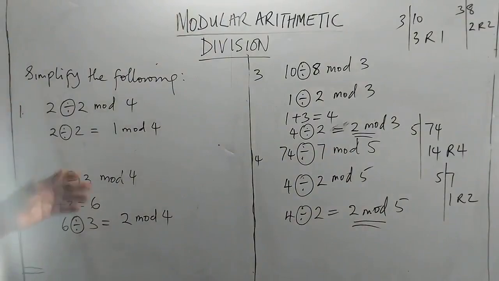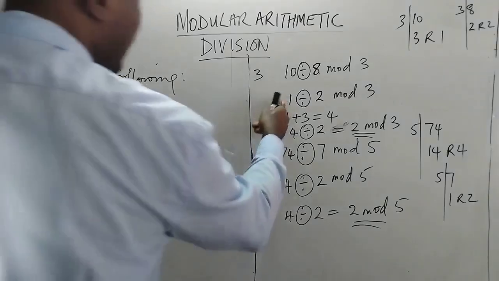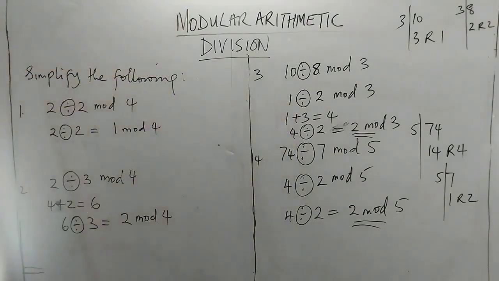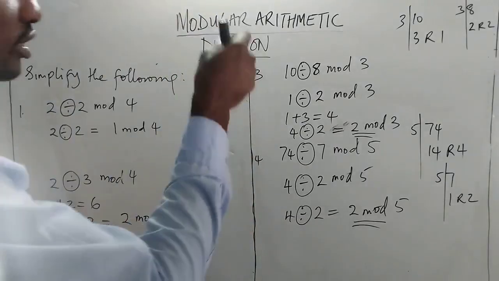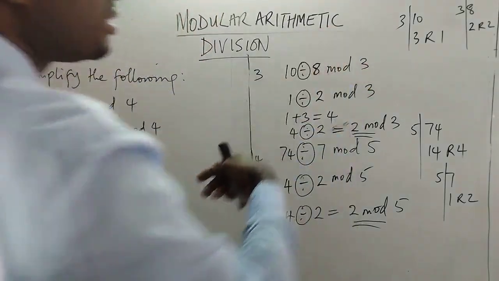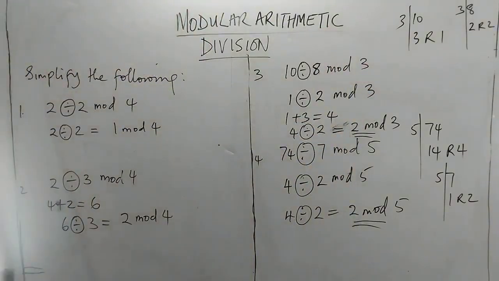So division is a little bit different from multiplication in the sense that you check the dividend, and if it is less than the divisor or they are not divisible, look for multiples of the mod that you can add so that you can get a number that is divisible. And once you do that, do your division. Whatever quotient you get becomes your final answer. Thank you and bye for now.